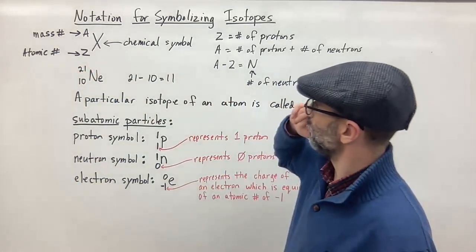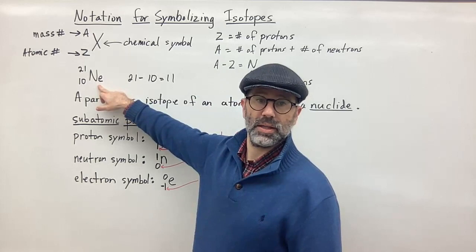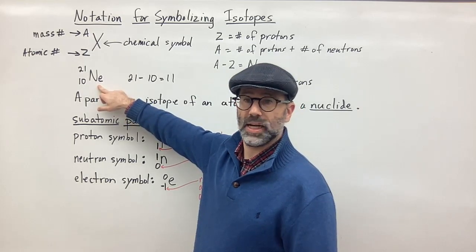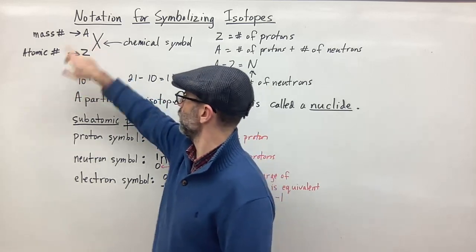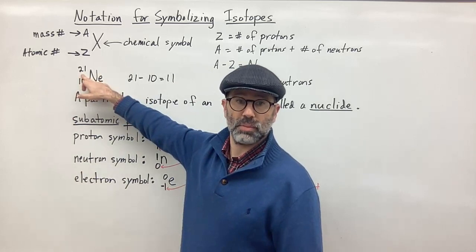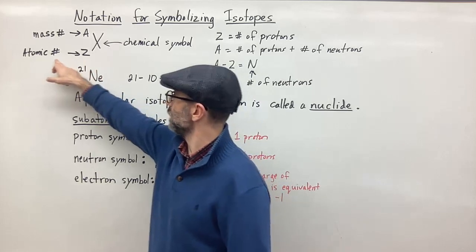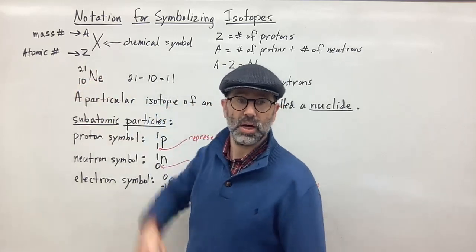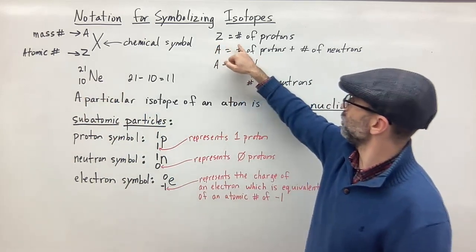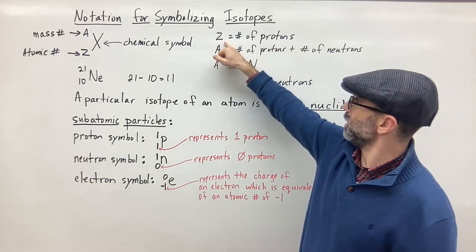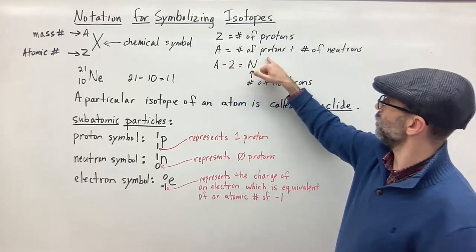And so when you write out the symbol, you have, for example, Ne would be the symbol for neon. The top number here is your mass number, the A number here. That represents the total number of protons and neutrons. And your bottom number here is your atomic number, and that represents the number of protons. So I have that written here. Your Z represents the number of protons, which is again your atomic number. A is the mass number, which is the total number of protons and neutrons.